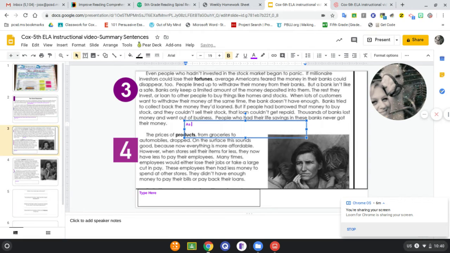So my summary sentence here is going to have to do with that, and I said that as a result of the stock market crash, many people panicked and overwhelmed the bank trying to withdraw their money. Or their life savings. It wasn't just a little bit of money, it was their entire life savings.